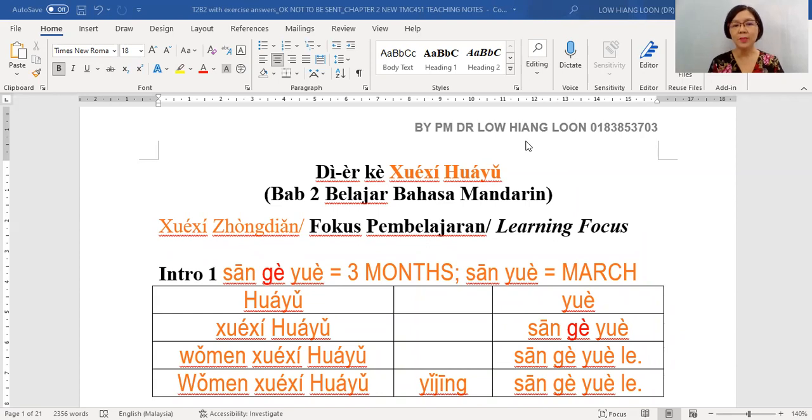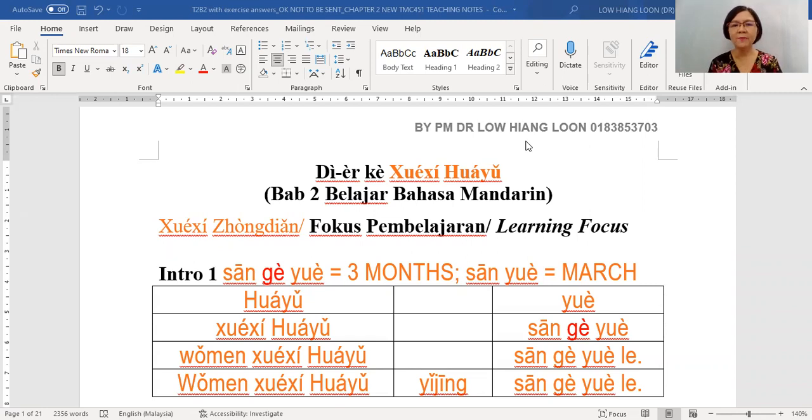Today we are going to learn Mandarin 2, 华语二, 第二课, chapter 2. So you need to know 课 is the chapter, 第二 means the second. So the topic is about 学习华语. 学习华语 is the full term for learning Mandarin. The short term is 学.